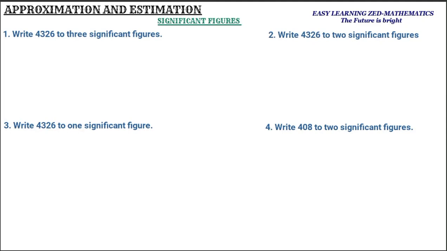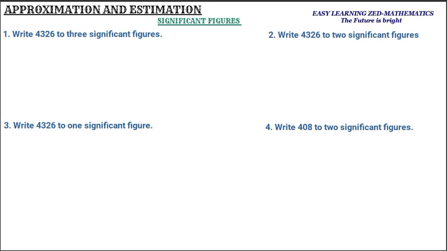Okay, so question 1 is write 4,326 to 3 significant figures, and question 2 is write 4,326 to 2 significant figures, and question 3 is write 4,326 to 1 significant figure, and question 4 is write 408 to 2 significant figures. So let's start with question 1.